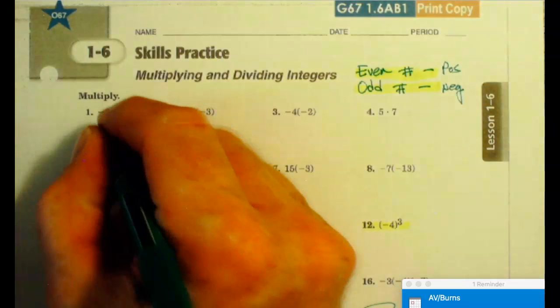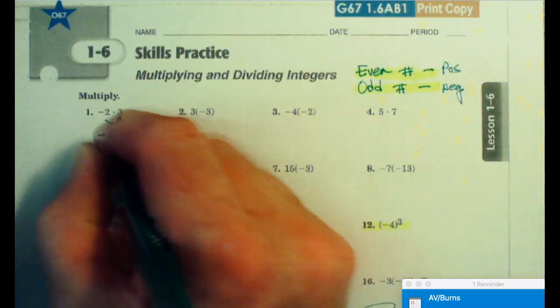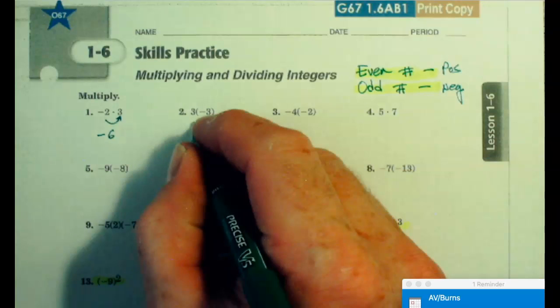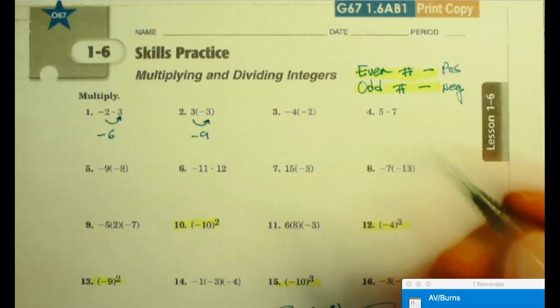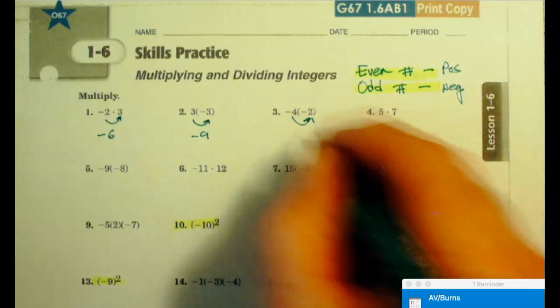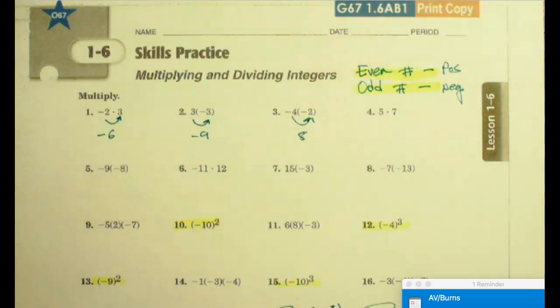Here's the way I do it. I do the fact. 2 times 3 is 6, and you've got one negative symbol, so it's a negative 6. This one here, I got 3 times 3, that's 9, and I got one negative symbol, that's a negative 9. 4 times 2 is 8, and I got two negative symbols, so that's a positive 8. See the way I'm rolling on this? I thought you would. Let's get down to something a little more interesting.